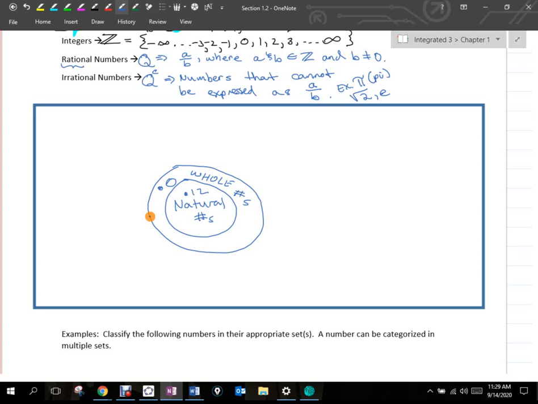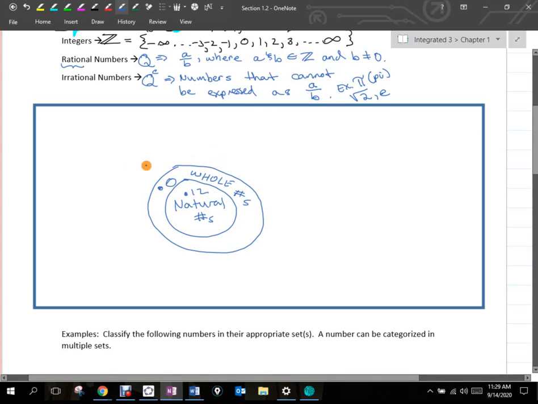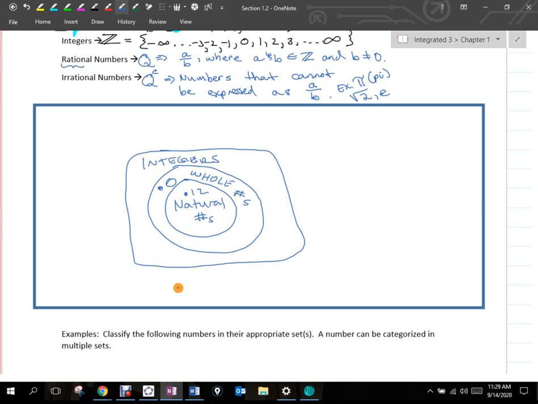So what's the next list of numbers that was bigger than the whole numbers? They were your integers. So I'm going to make a bubble for my integers. Those are my integers. Now think about this. I've got 12 and I've got 0 in the correct spots. Are they inside the bubble of integers? So 12 and 0 are integers, right?